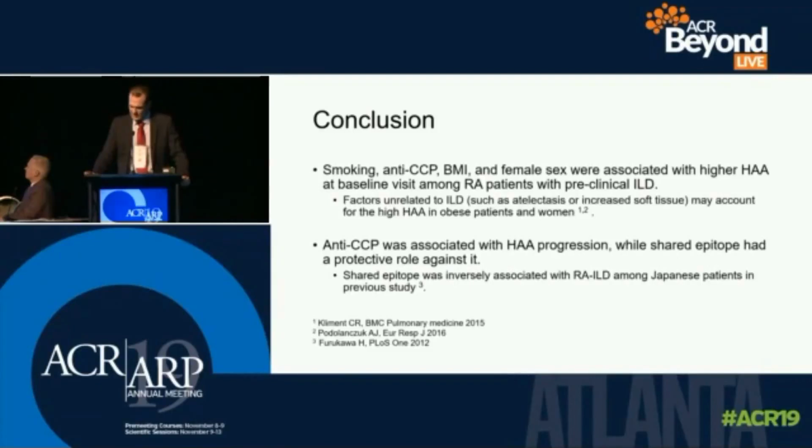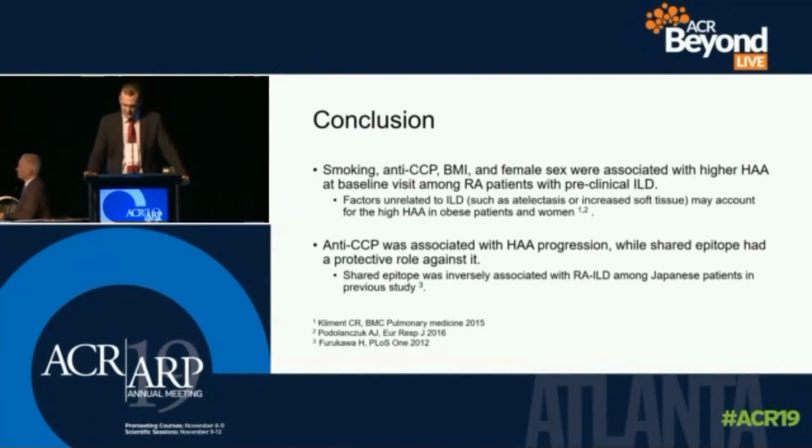So in conclusion, among RA patients with mild subclinical ILD, smoking, anti-CCP, BMI, and female sex were each associated with high HAA at baseline, which is a surrogate marker for ILD on lung densitometry. The high HAA observed in obese patients and women may not necessarily reflect ILD, but may be related to atelectasis or increased soft tissue present in these patients.